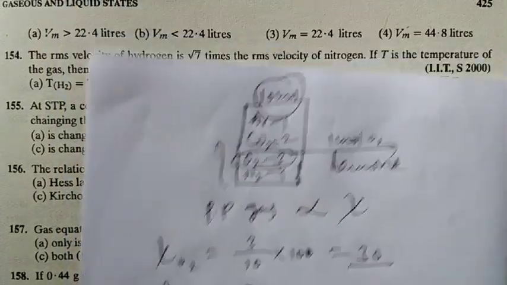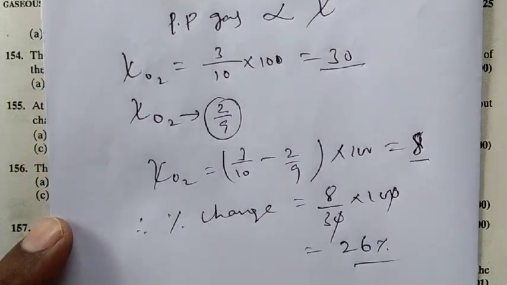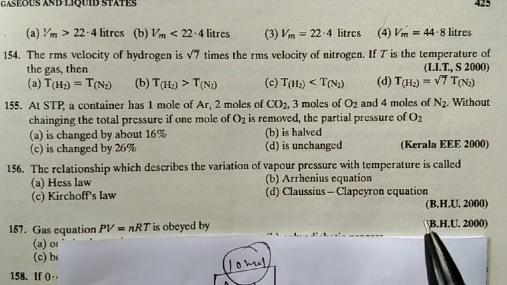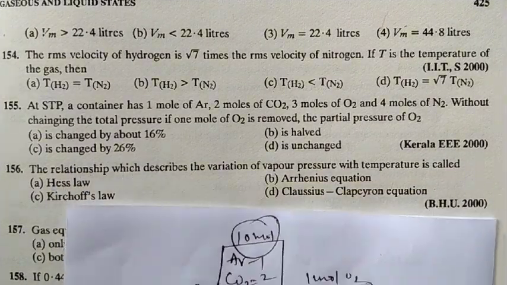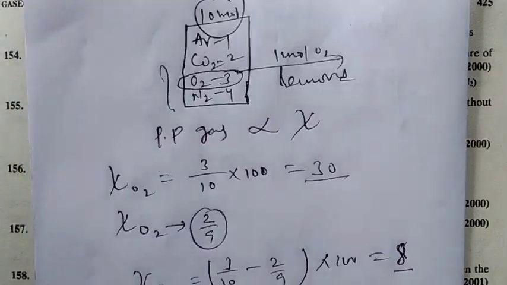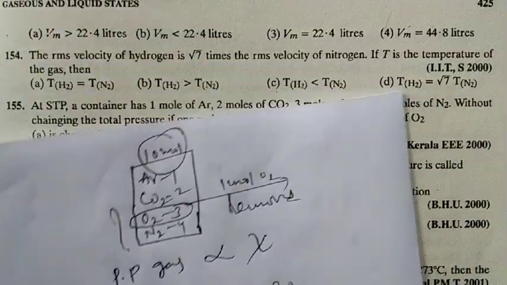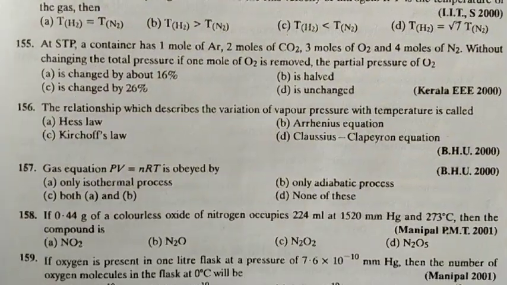So observe here, what is the procedure I did here? I hope you understood. Then what is our answer now? It changed by 26%. Is it clear? So a very simple model, important model. Right. Look at the next question.